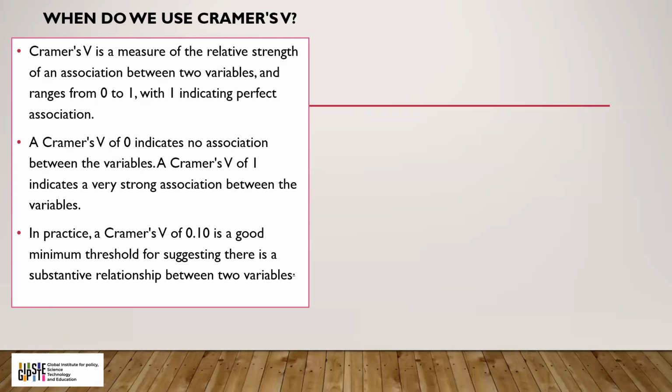When do we use Cramer's V? Cramer's V is a measure of the relative strength of an association between 2 variables and ranges from 0 to 1, with 1 indicating perfect association. A Cramer's V of 0 indicates no association between the variables. A Cramer's V of 1 indicates a very strong association between the variables. In practice, a Cramer's V of 0.1 is a good minimum threshold for suggesting there is a substantive relationship between 2 variables.